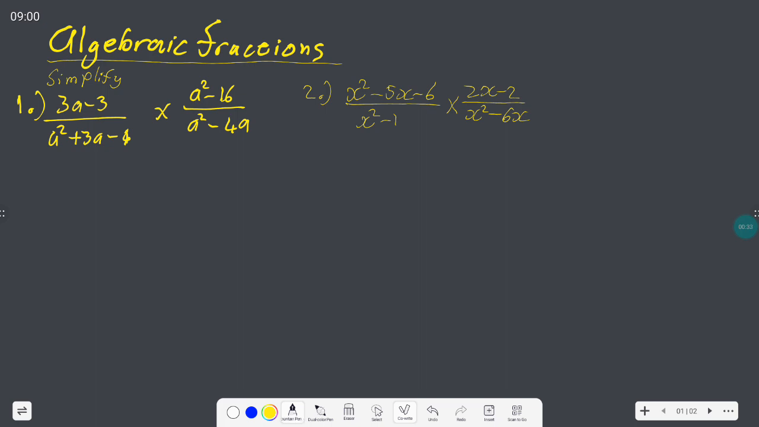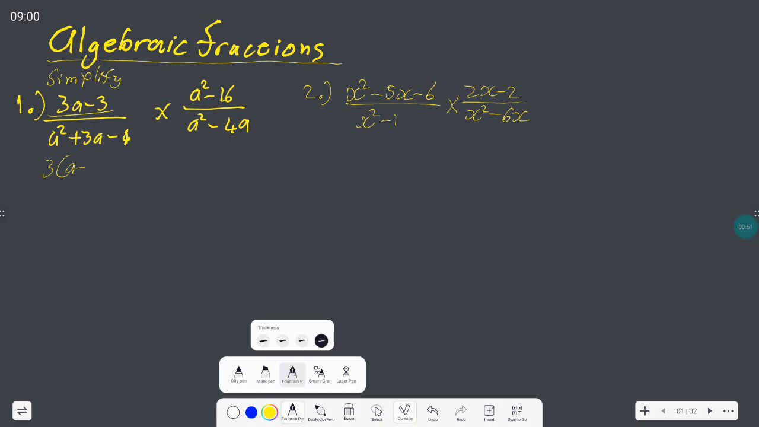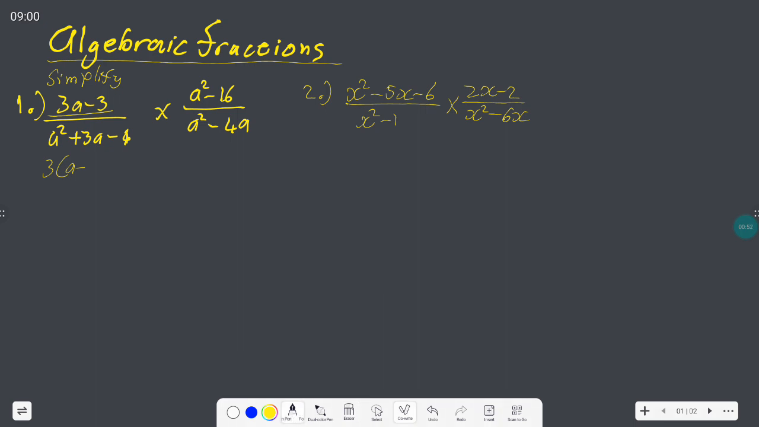So if we look at this first part, what can I do? I can take out a common factor of 3. And it's going to be 1. So we've got 1.